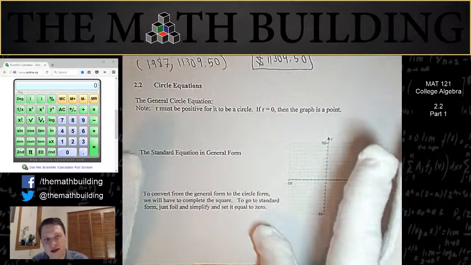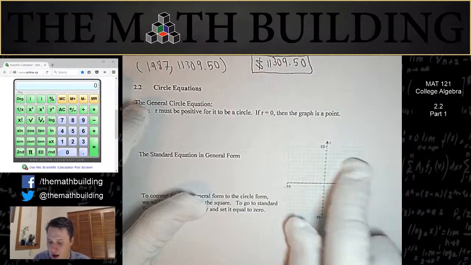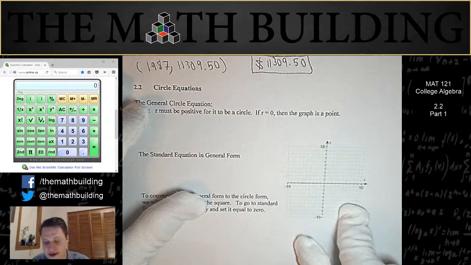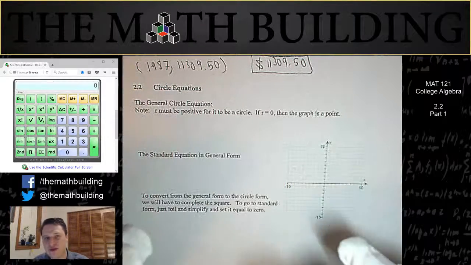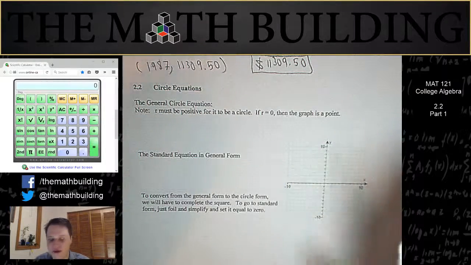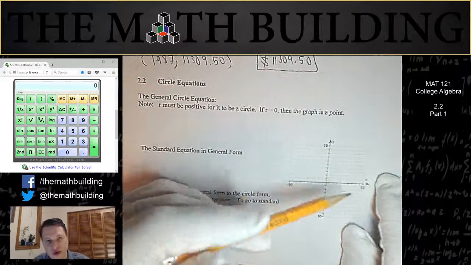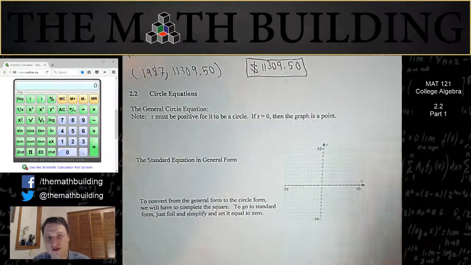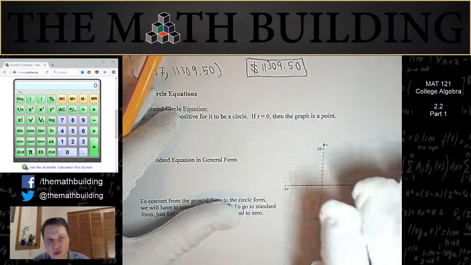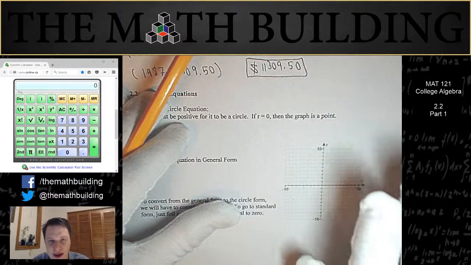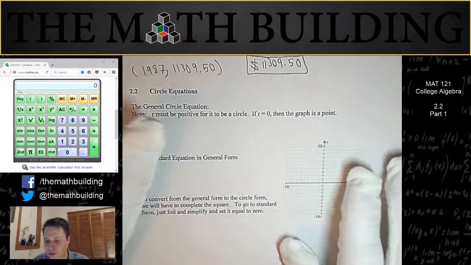So we're going to be looking at circle graphs on our little XY graph. And when we do this, it's important to remember that you should have learned in your previous math classes that a graph is a solution set. A graph represents all of the XY pairs that make an equation true.